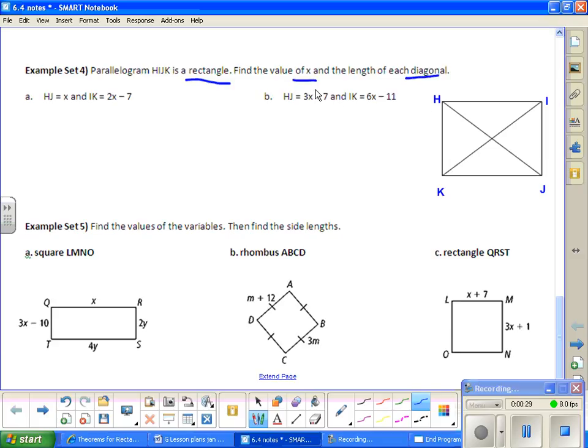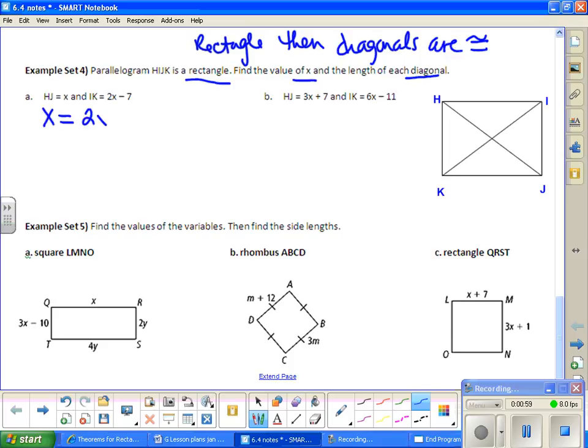So you have to go back to your theorem, and the theorem says that if it's a rectangle, then diagonals are congruent. So if HJ is x and IK is 2x minus 7, then all we're doing is making them equal to each other and solving for x.